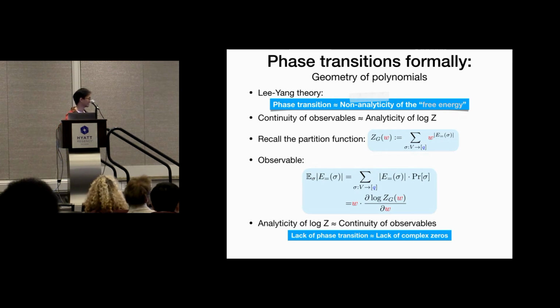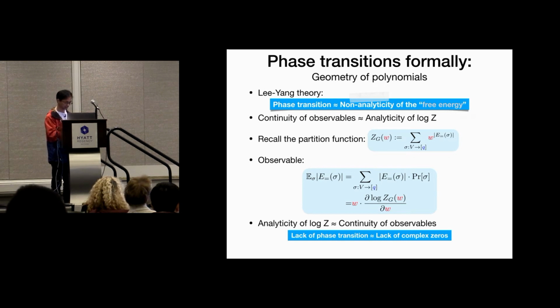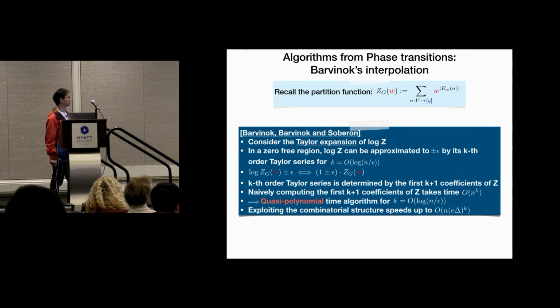Basically, this is just the intuition behind why in statistical physics, lack of phase transition is characterized by lack of complex zeros. Okay, so let's move on to the first connection between algorithm and phase transition. This connection has been explored in recent years in many works. This is known as the Barvinok interpolation method.